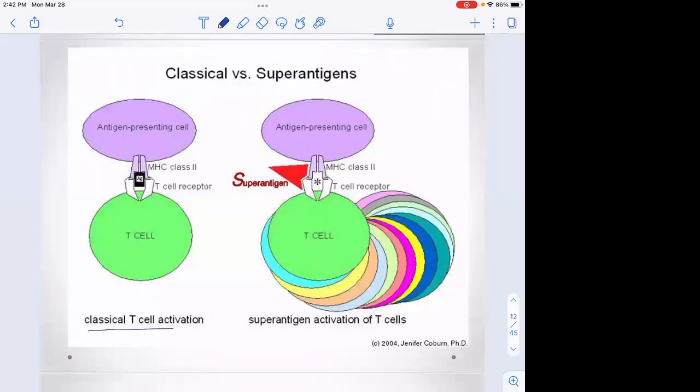In a classical T cell activation, we have some kind of antigen that's in black there that gets presented by, say, a macrophage to a T cell. It's recognized by a T cell receptor. Normally you might have a couple of T cells that recognize that specific antigen. But if that antigen is a superantigen, then as many as 20% of our total T cell population recognize that antigen. So we get tons of cytokine production, and way too much inflammation, more than our body can handle. That causes a lot of problems when you have that non-specific activation.